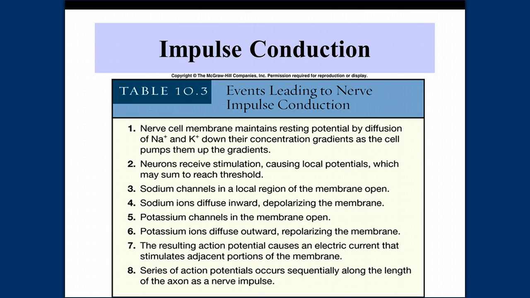Now let's review impulse conduction. The nerve cell maintains a resting membrane potential. You do have some influx of sodium and potassium moving in down their concentration gradient. But remember, these leakage channels that are open all the time are more likely to move potassium. They tend to allow potassium to move and not sodium as much, across their concentration gradient as the cell pumps them up their gradients.